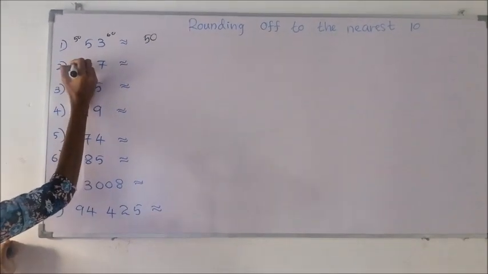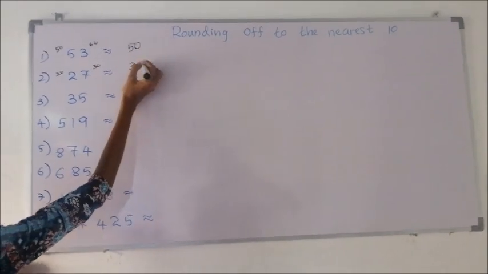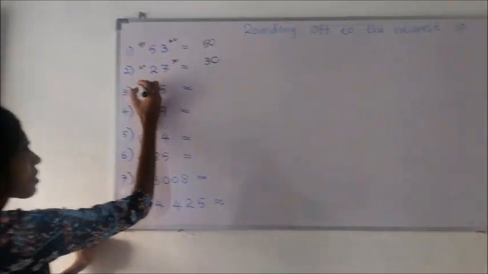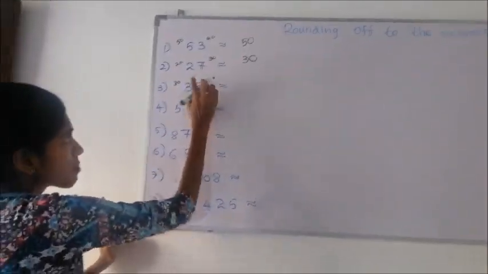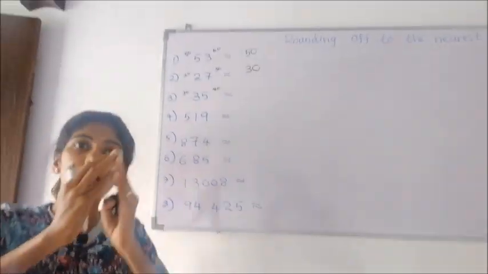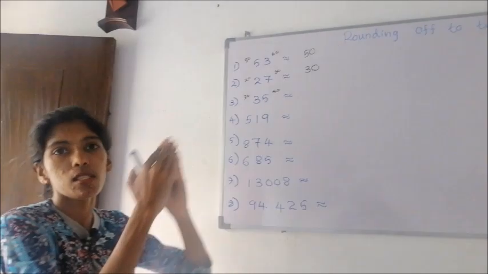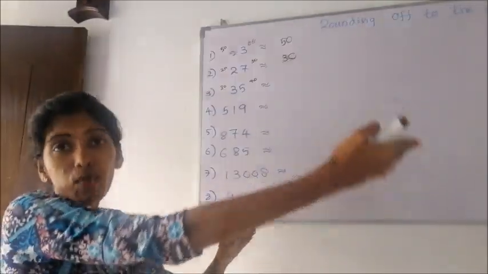27 is located in between 20 and 30, but 27 is very close to 30. 35 is in between 30 and 40, but it is the middle number. When we consider these two boundaries, 35 is right in the middle. So to which number do we need to put this 35? Surely to the next bigger number.